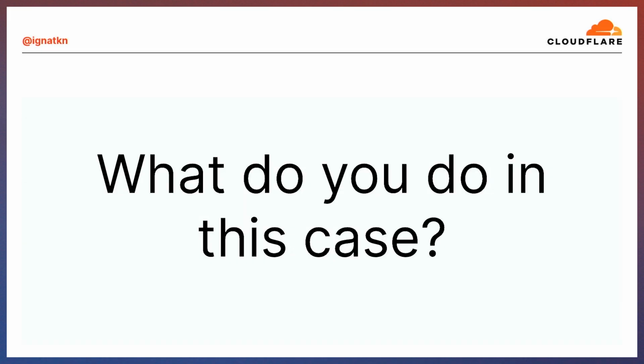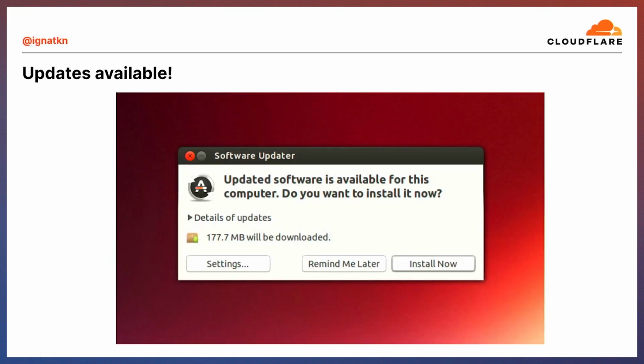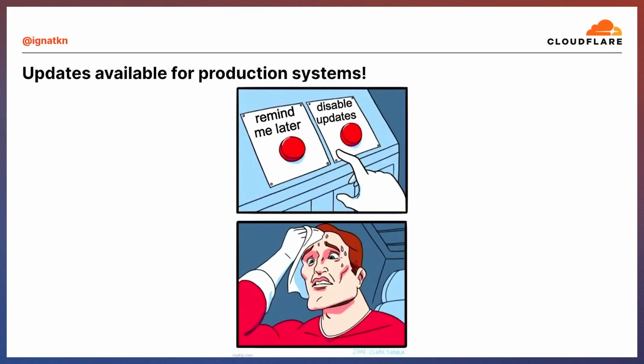What would you do in this case? So imagine you're just working, you get this, right? Everyone's seen this. You get updates. Would you install them? Who would click yes right now? No? No one. If you didn't click for your laptop, you would definitely not click this if this was a production machine, right? Server. So when it comes to upgrades on production machines, you have two choices: remind me later or completely disable, so never install updates.